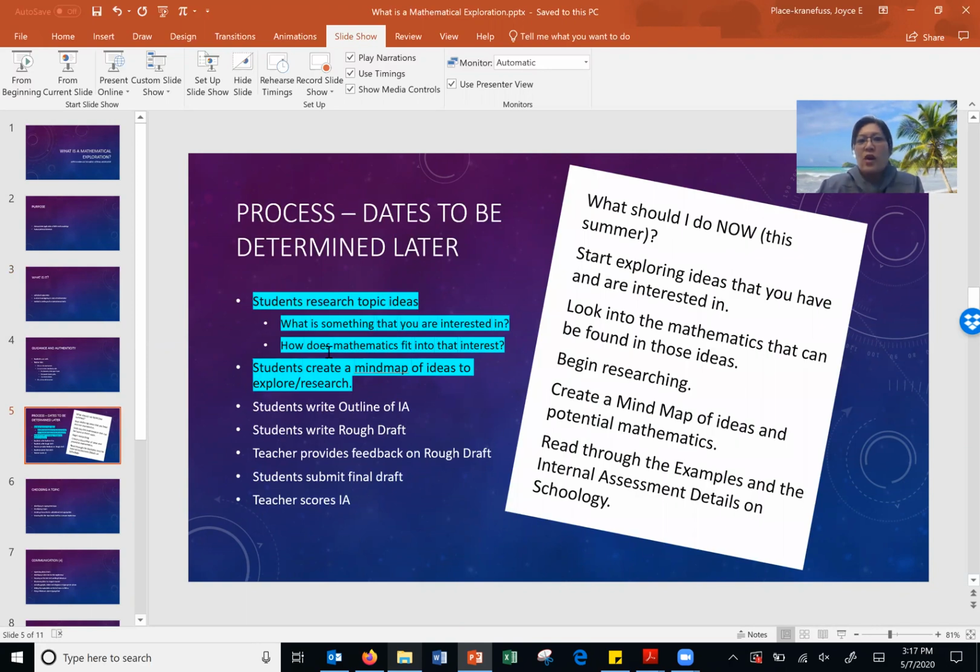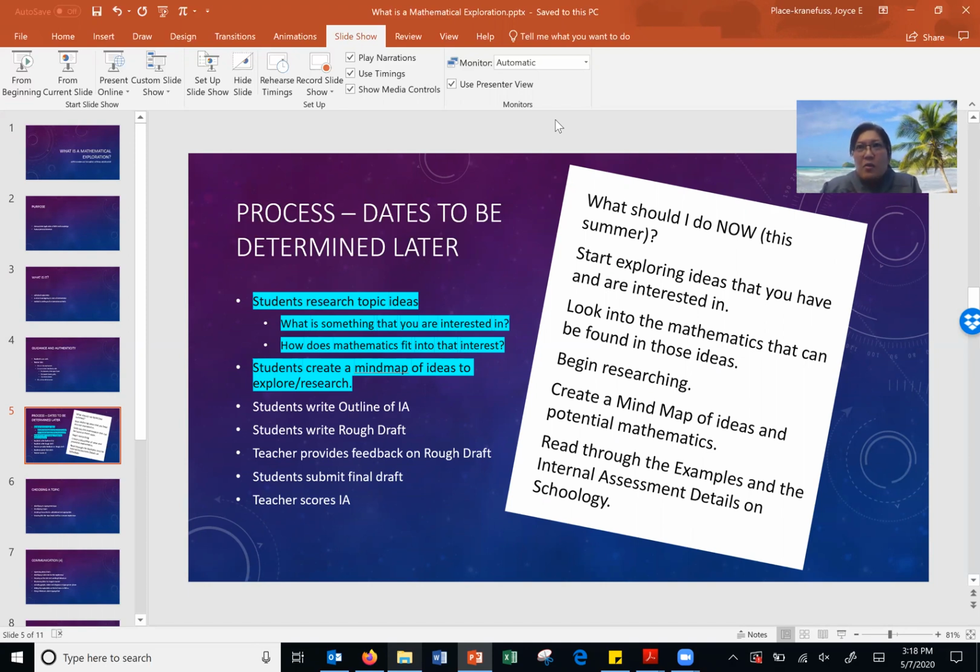So, the process. Dates will be determined later by your actual IB teacher next year, whether that's me or Mr. DeRay or Mr. Ellis. Students will need to research topic ideas. So that means, what is something that you're interested in? And how does mathematics fit into that interest?